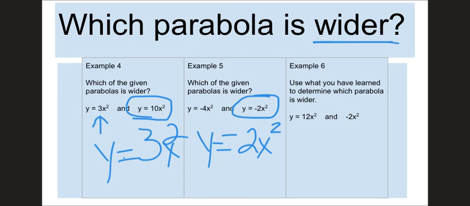All right, so for the last example 6, we've got 12x squared on the left and negative 2x squared on the right. So I want to know which one of these is closer to 0. Negative 2 is closer to 0, so it is the wider of the two. So your comparison is just which of the numbers is closest to 0, that's your widest. Which is further away from 0, that is your narrowest.